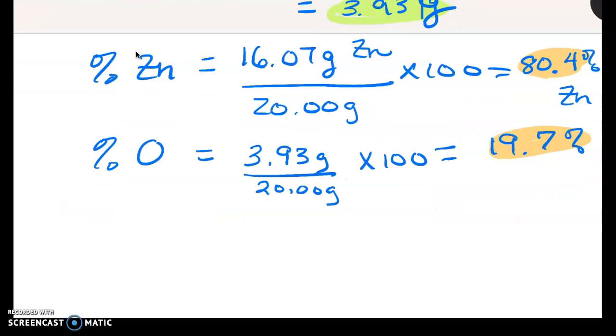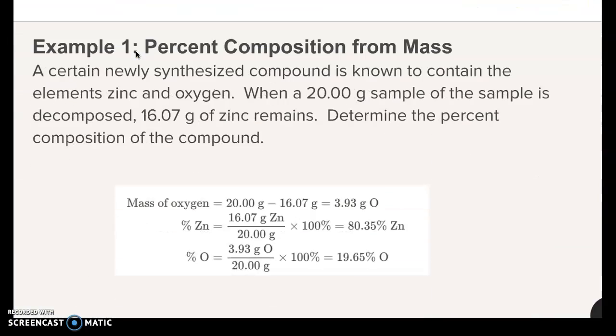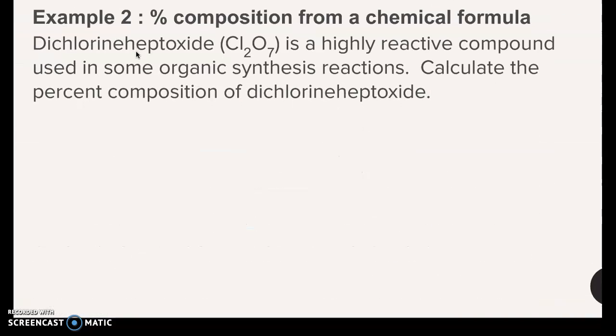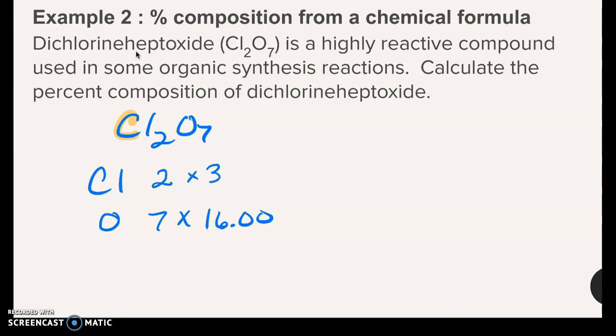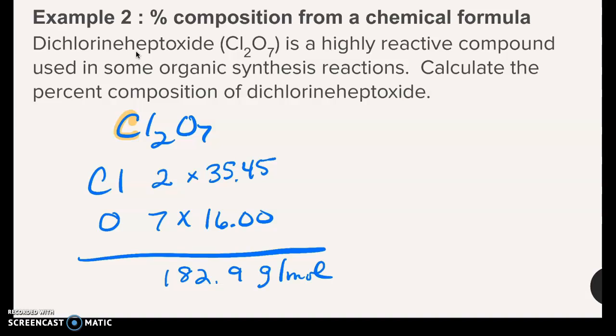All right, so I want to show you one other type of percent composition problem. Here is one where all you're given is the formula of the compound, and they want to know the percent composition by mass of the elements in the compound. The first thing I do is calculate the molar mass. So it is Cl2O7, and I list my elements. I have 2 chlorines, 7 oxygens, and I total them. When I total them, I get 182.9 grams per mole for the molar mass.